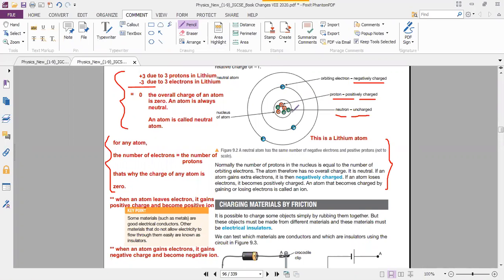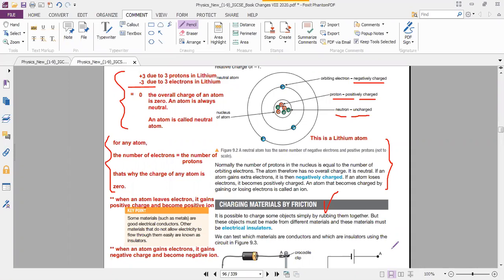So this is a neutral atom, definitely. Charging materials by friction. Now we will read this: charging materials by friction. It is possible to charge some objects simply by rubbing them together. This is the first line, right? So if we rub any object, the object gains charge.